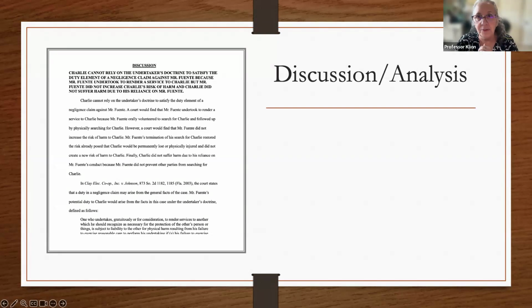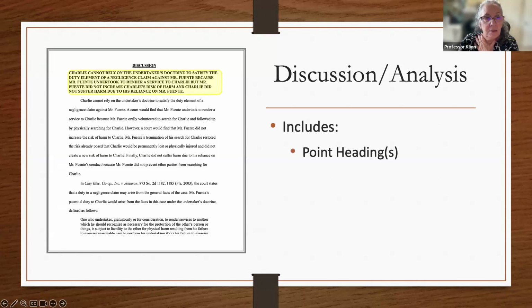Following that, you get into your discussion or your analysis, and this is the meat and potatoes of your memo. This will be the longest part of your memo. As the name reflects, this is where you're going to perform the legal analysis that supports your prediction. Your discussion or analysis section includes a point heading, introductory law, and your legal analysis.